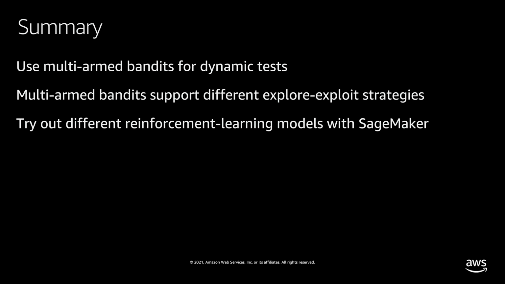So, summary: use multi-arm bandits if you want to do more dynamic tests, if you want to have this concept of a reward that can dynamically shift traffic between the variants, if you want to add a variant. Multi-arm bandits also support many different explore-exploit strategies, and they each have different hyperparameters. Some of them work better for certain situations. Also, just a quick reminder, SageMaker does support reinforcement learning natively. There are many built-in reinforcement learning models you can try.